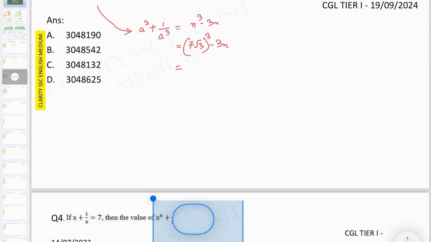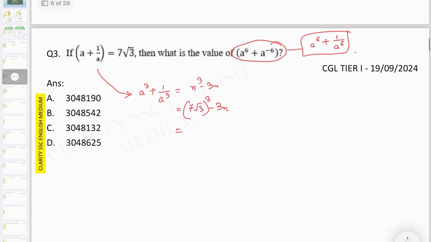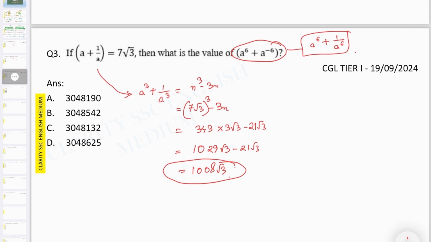This one is 343. 7 cube is 343 into 3 root 3 minus 21 root 3. So, it's a simple calculation: 1008 root 3.